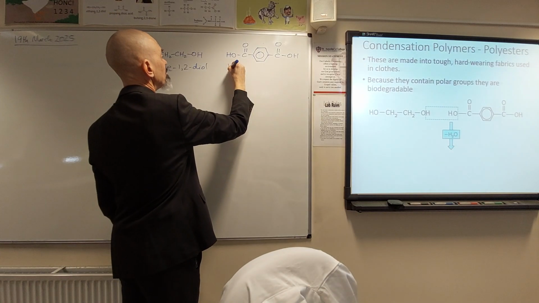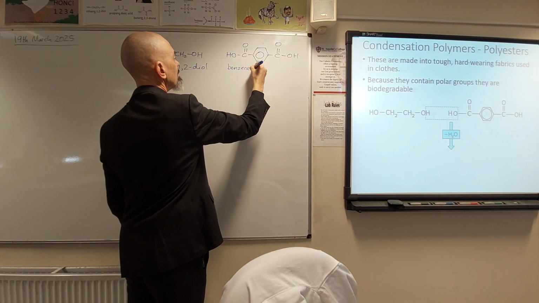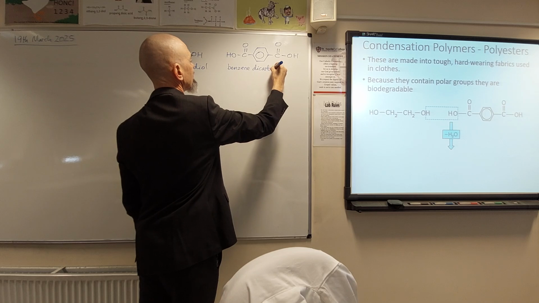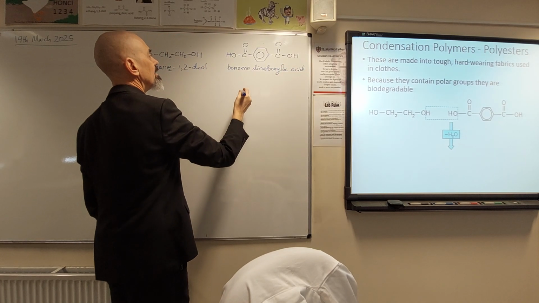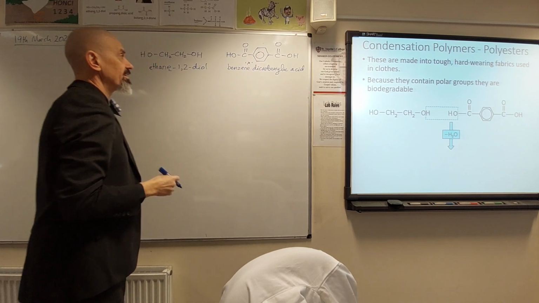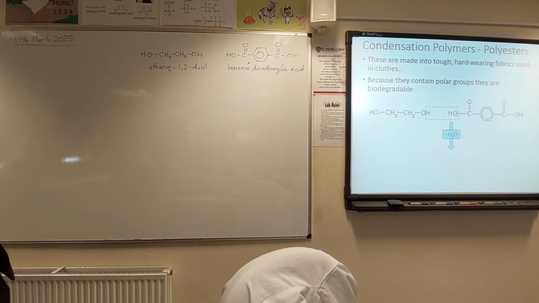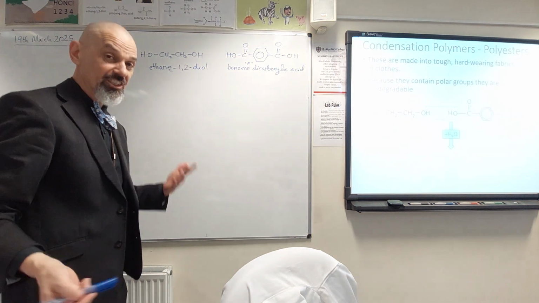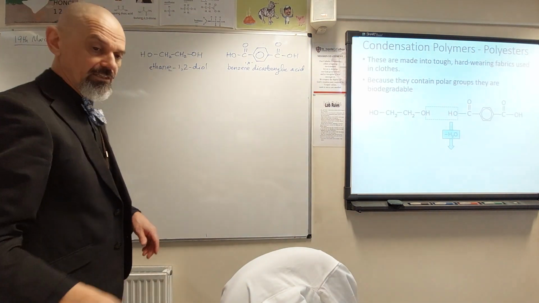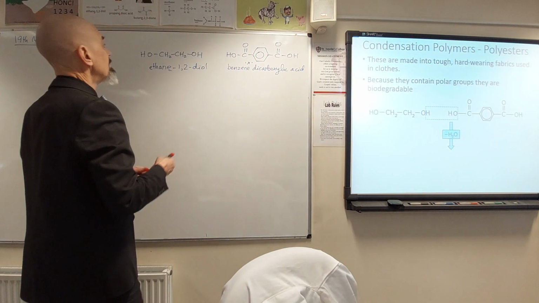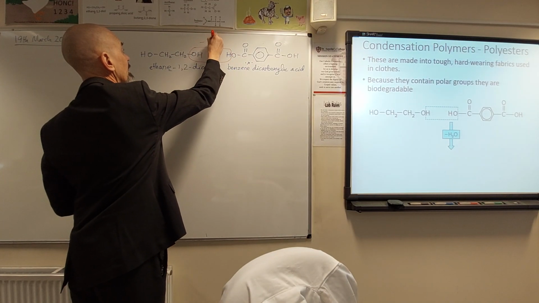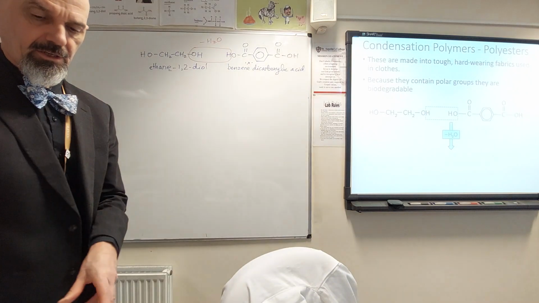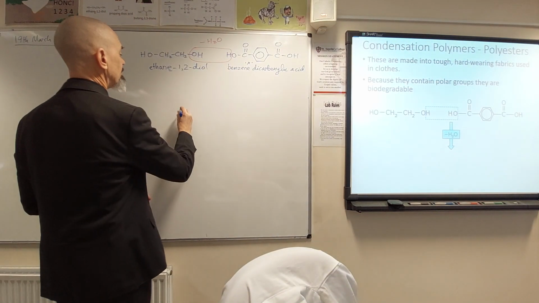This is called benzene dicarboxylic acid. Oh, it should have a 1,4 in there somewhere, shouldn't it? Benzene 1,4 dicarboxylic acid. The reaction that takes place is the same reaction to make an ester. So if I take the OH and H away to make my water, and then I stick them together.